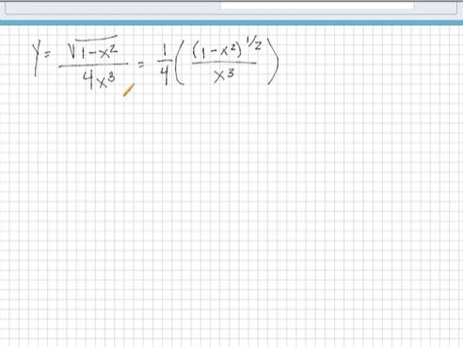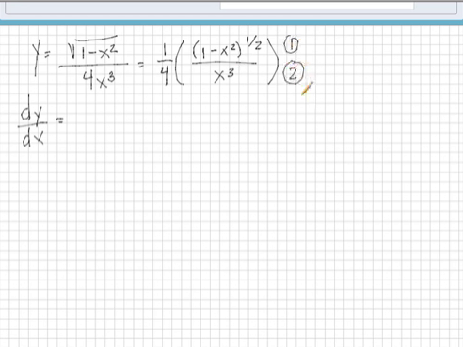You'll notice I've actually rewritten the function. I've pulled out the constant, which will make things a little less messy when we differentiate. And I've rewritten the root as a fractional exponent, which will make it easier to differentiate as well. So for dy dx, we're going to be applying a quotient rule. We'll also be applying a chain rule here.